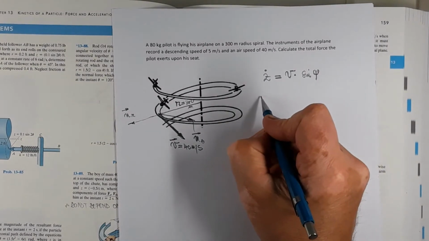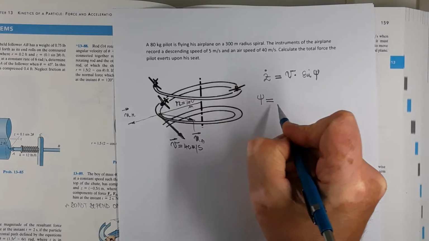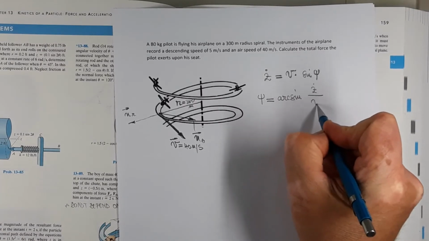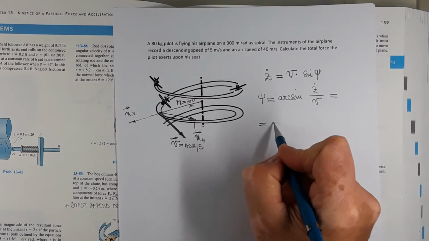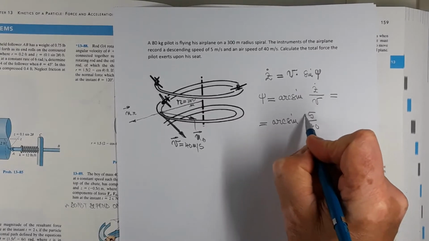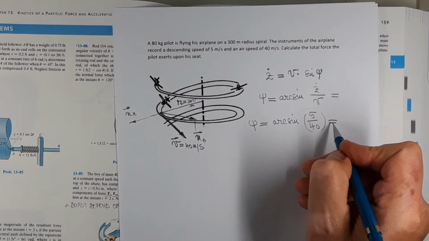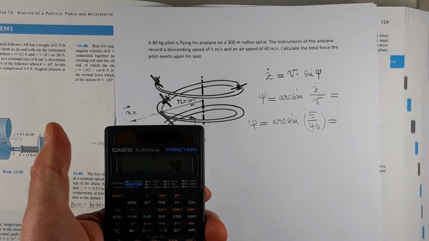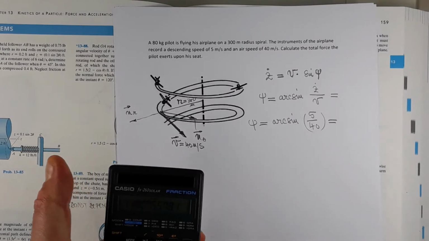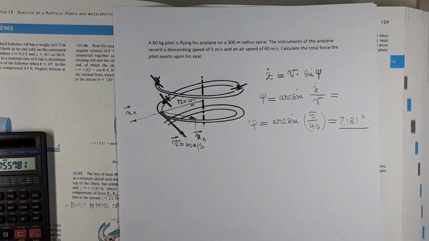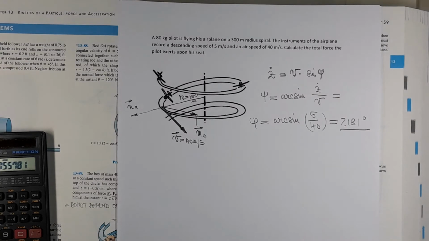From here we can calculate the angle phi, and this is going to be arc sine of z dot over v, which equals arc sine of 5 over 40, and the value is 7.181 degrees. So we can now state Newton's second law using cylindrical coordinates.